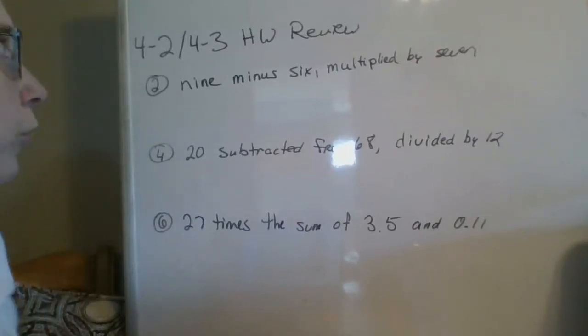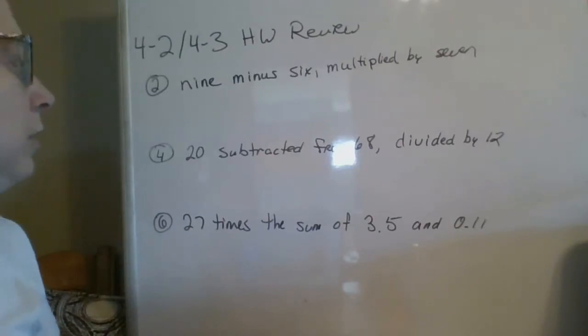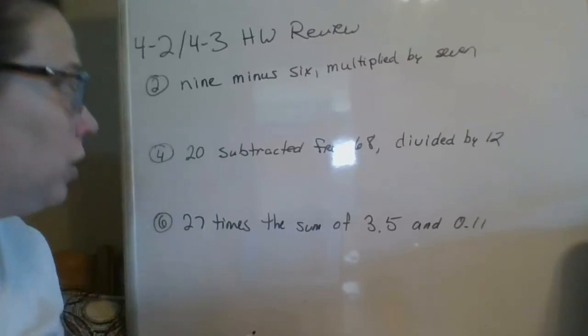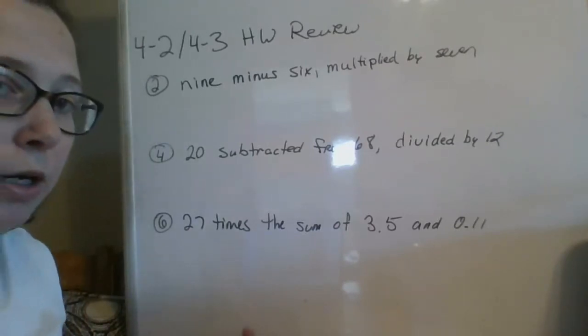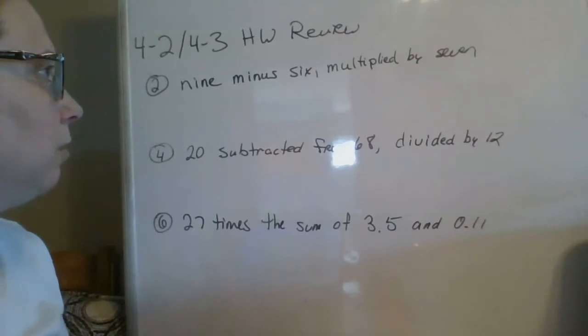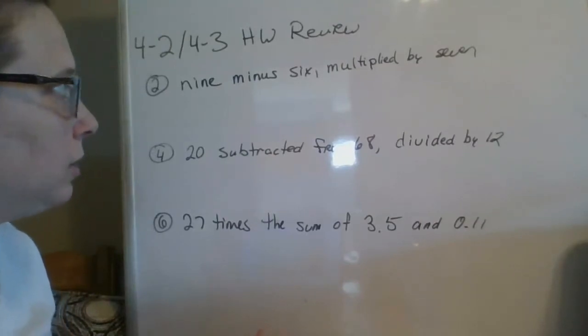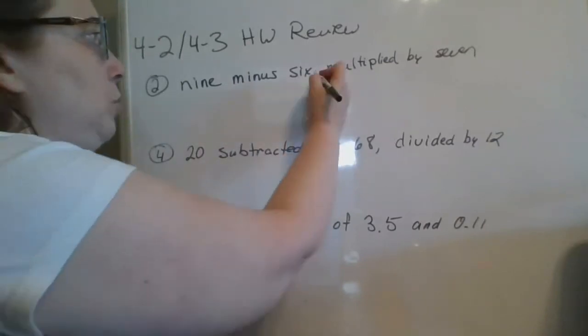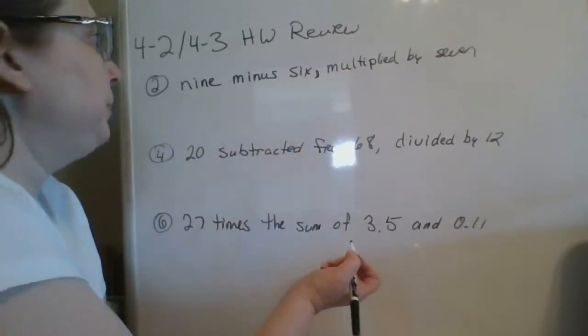We are with our homework review for 4-2 and 4-3. Number 2, our directions here say write as a numeric expression and then compute. So we are getting an answer here. We have no variables in these 3 problems, so we're able to do that. In number 2, please note that comma.